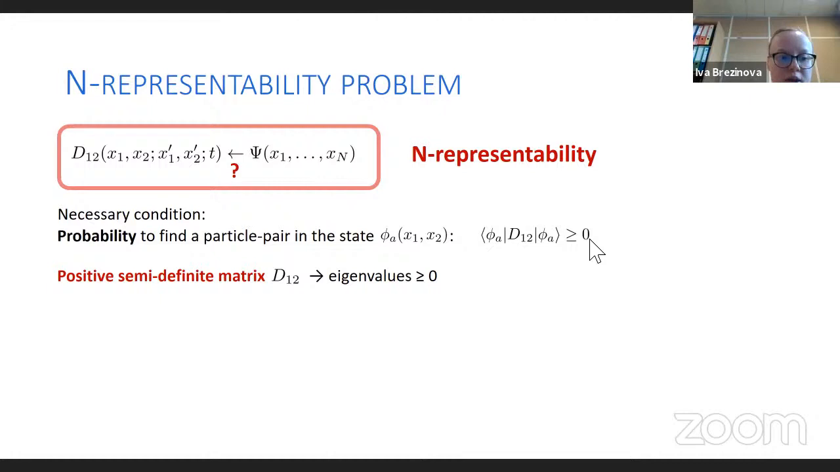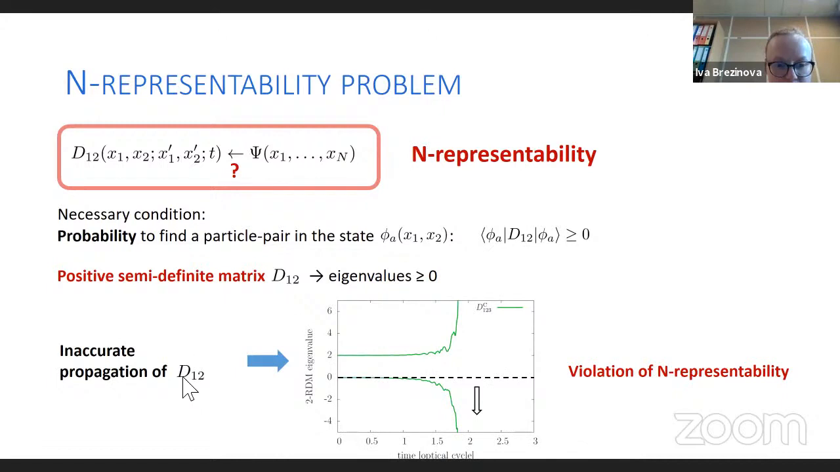So the positive semi-definiteness of the two-particle reduced density matrix has to be guaranteed, and the eigenvalues have to be larger than zero. But sometimes what we see is, if we just propagate, what I show you here are the eigenvalues of the two-particle reduced density matrix as a function of time. And this was again beryllium, driven by a strong IR field. And I plot here the largest and the smallest eigenvalue.